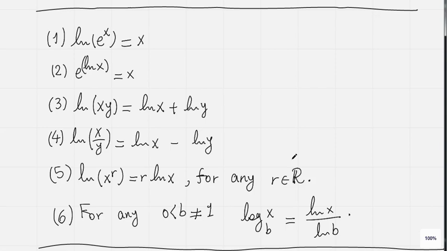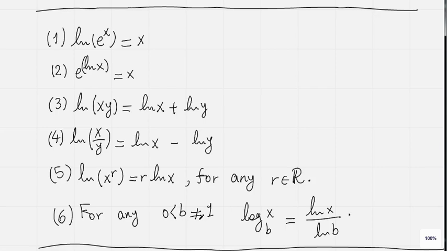We're also going to show that ln of xy is equal to ln x plus ln y, and ln of x over y is equal to ln x minus ln y. In other words, ln makes multiplication an addition, and it makes division a subtraction. ln of x to the power r is equal to r times ln x. This holds for any real number r. And whenever b is some positive number which is different from 1, ln of x to the b is equal to ln x over ln b.